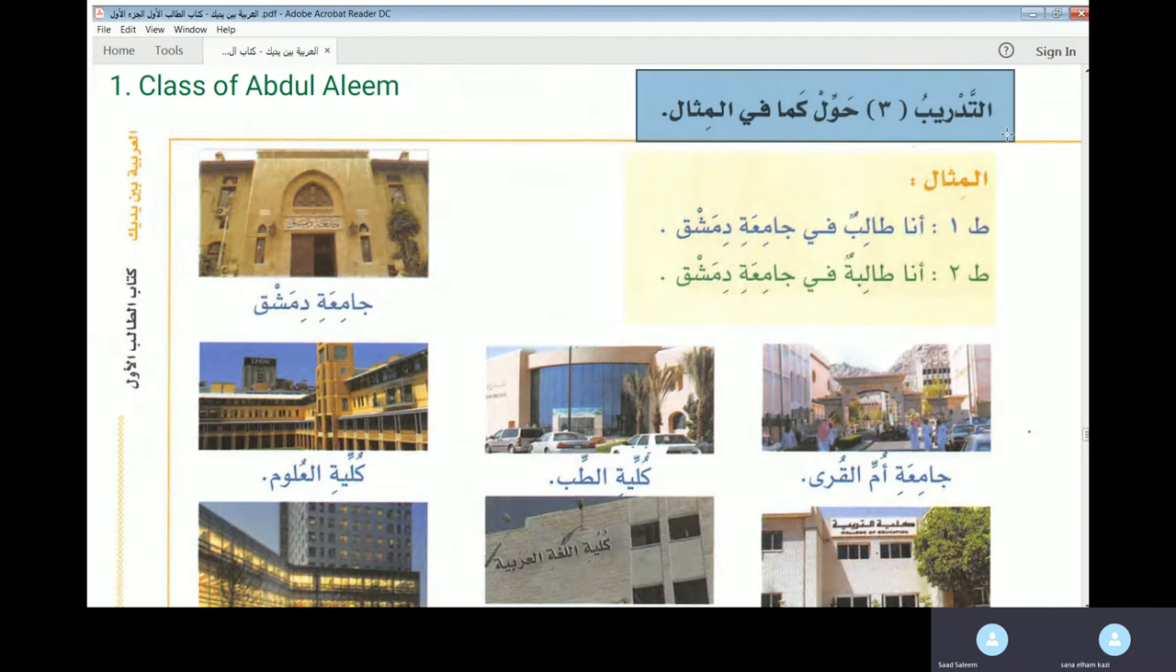The third exercise: change like in the example. First student: I am a student in Damascus University. Second student, no, this is female: I am a student in Damascus University. Yes, Talibatu Saniya.